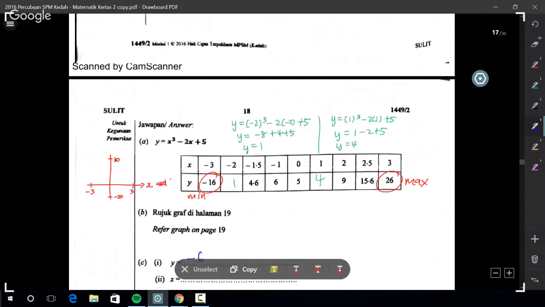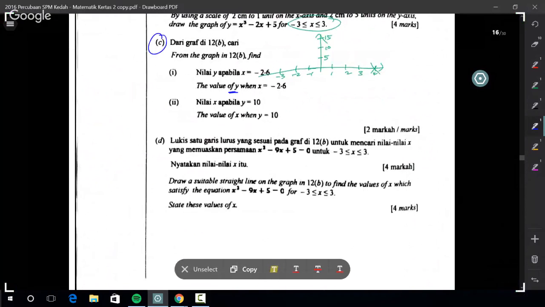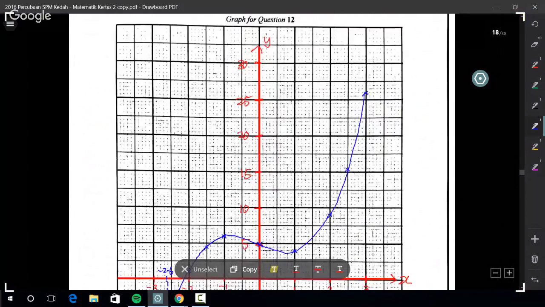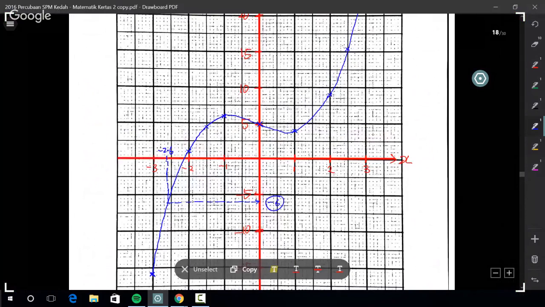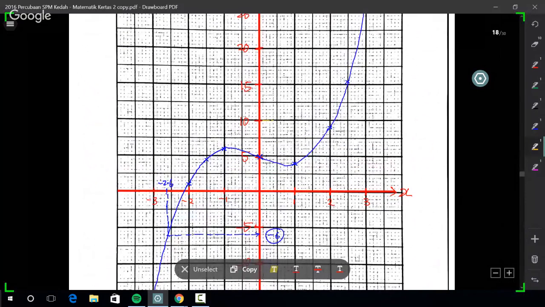All right, so then what? Find the x value when y is 10. So when y equals 10, from the 10 here, I touch the line, I will go down.